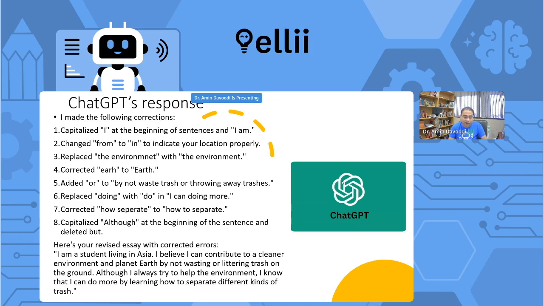So here's your revised essay with corrected errors. I'm a student living in Asia. I believe I can contribute to a cleaner environment and planet Earth by not wasting or littering trash on the ground. Although I always try to help the environment, I know that I can do more by learning how to separate different kinds of trash. See what happened here? The student is able to see the mistakes, the corrections, a revision of his essay, while still he's the one who is writing the essay.